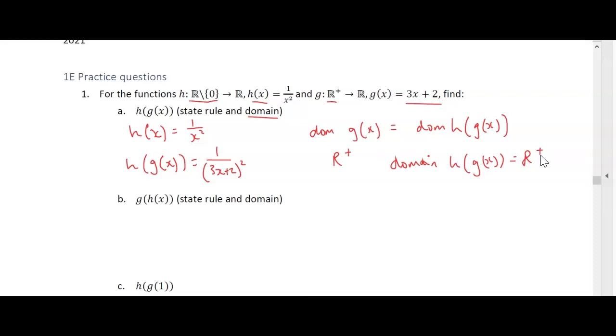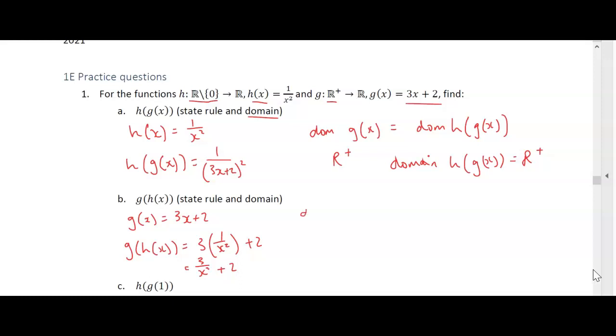All right, so now we're going to do it the other way around. We're going to take g of x, which is 3x plus 2, and we're going to substitute in h of x. So we're going to have 3, h of x is 1 on x squared, plus 2. All right, and we do need to expand that. We shouldn't leave it like that. So it's going to be 3 on x squared plus 2. All right, so there's our rule.